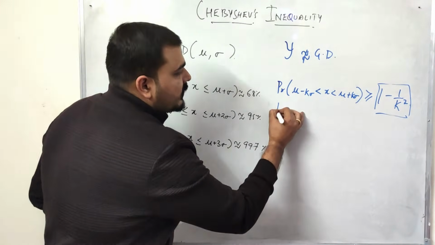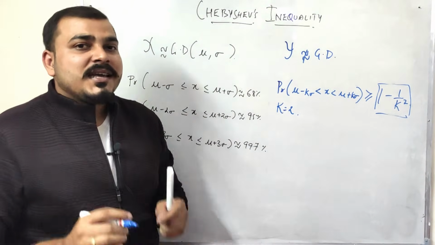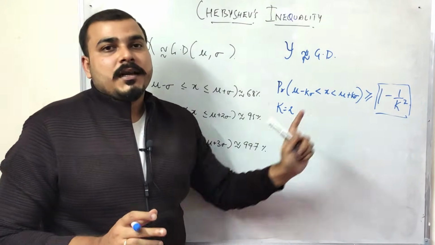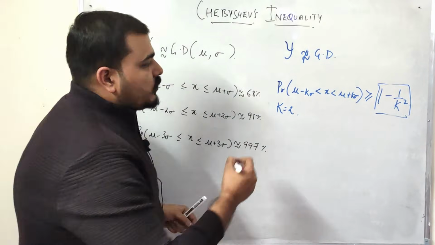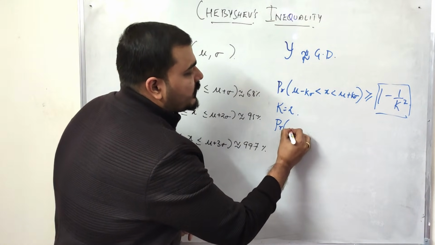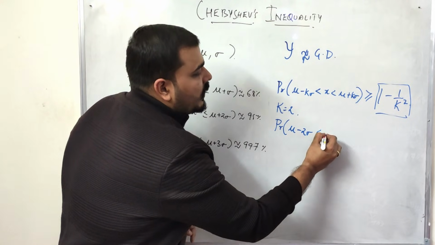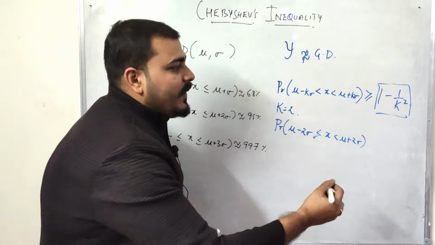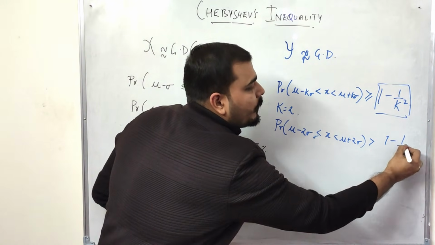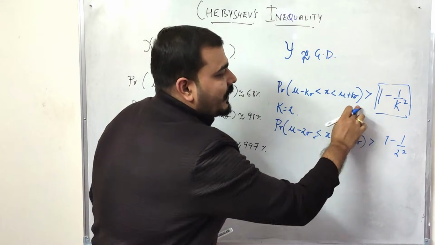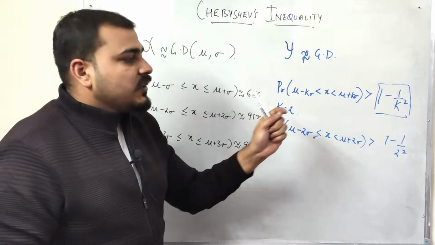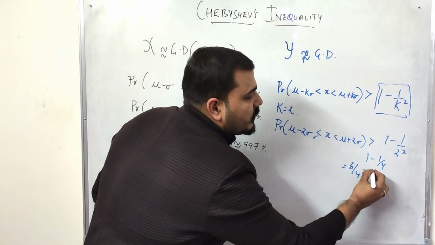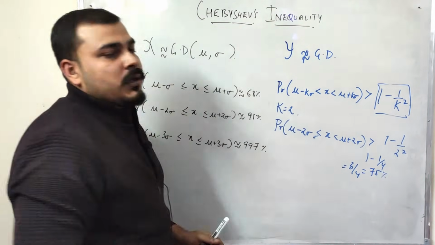Now suppose I consider k equal to 2. What is k over here? K specifies for which range of standard deviation I have to find the percentage of data points. So when I say k is equal to 2, I replace this as: probability of mu minus 2 sigma less than x less than mu plus 2 sigma will be greater than 1 minus 1 by 2 square. It will always be greater than 1 minus 1 by 2 square. If I calculate, this is 1 minus 1 by 4, which is 3 by 4, somewhere around 75%.